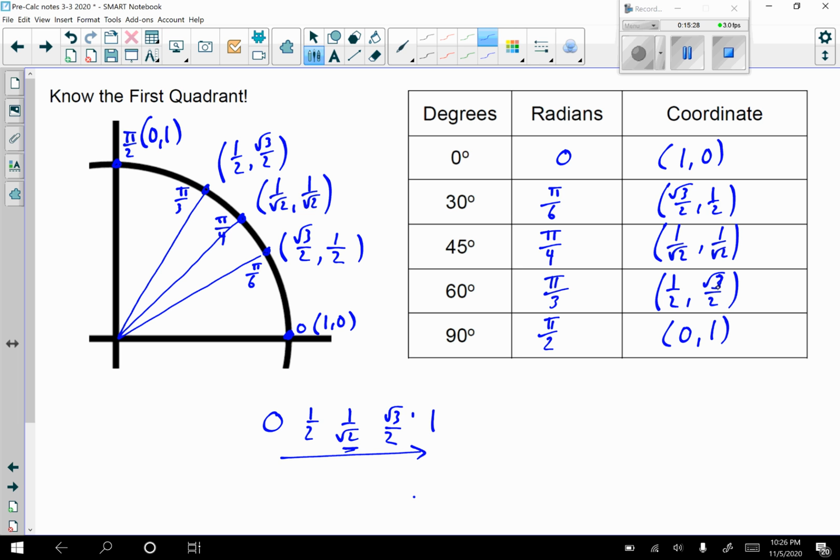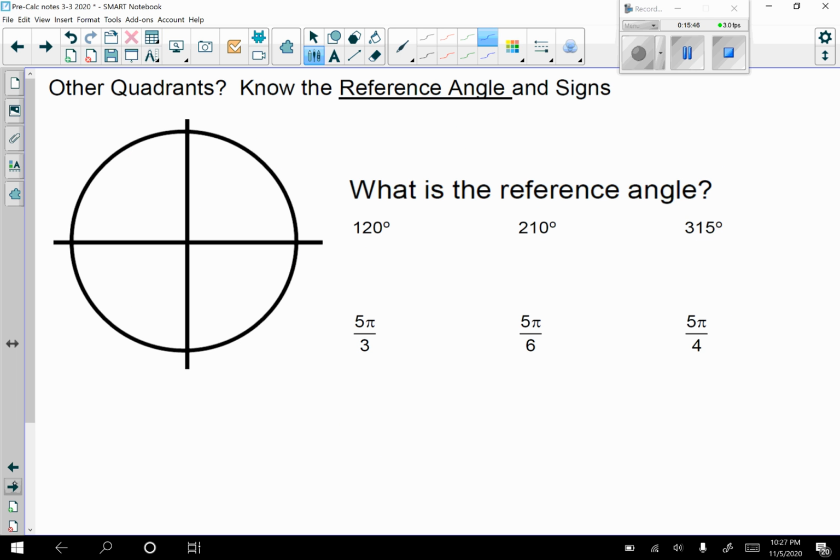How are we going to connect these other quadrants? Because if we end up at, say in degrees, something like 210 degrees, that's one of our special angles in another quadrant. Well, you can't fit a 210 degrees in a 30, 60, 90 triangle. So what do we do? Well, we have to relate to all those triangles. So other quadrants, know the reference angle. We're going to have two big pieces: the reference angle that is now connected to a point, and the signs.